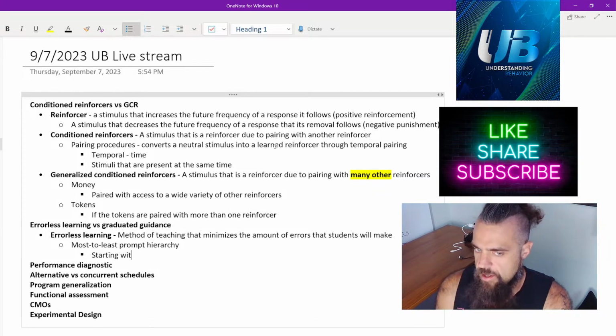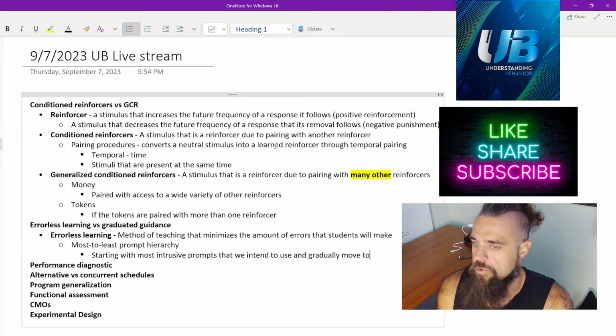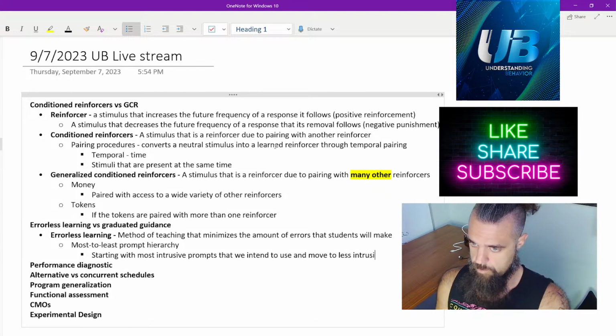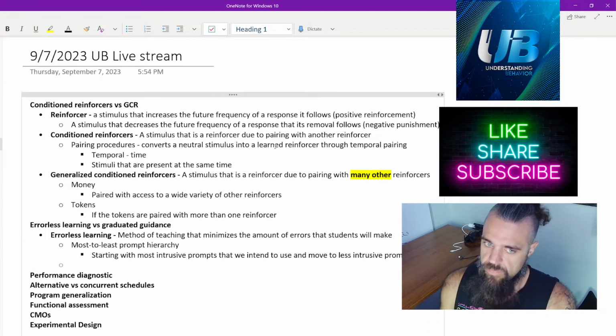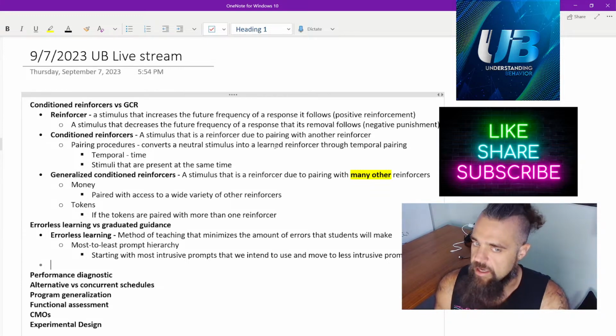So I'm starting with the most intrusive prompts that we intend to use, and gradually move to less intrusive prompts. So anything that falls under that category is going to be errorless learning.